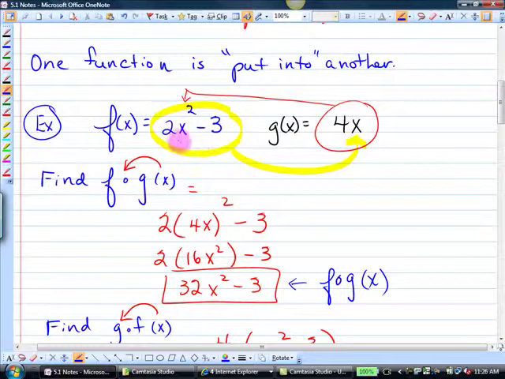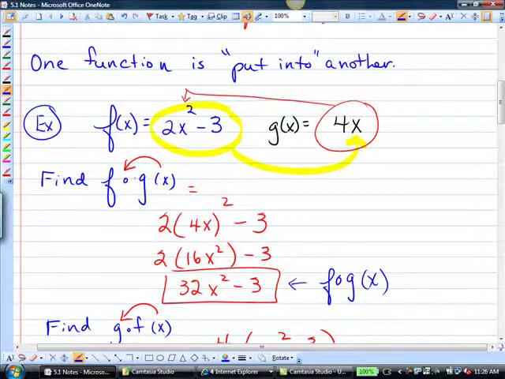Okay, if we plug in negative 2, negative 2 squared is 4. 4 times 2 is 8, minus 3 is 5. Now, turn around and put 5 back in here. 5 squared is 25. 2 times that's 50. 50 minus 3 is 47.